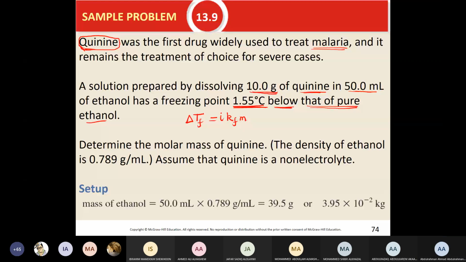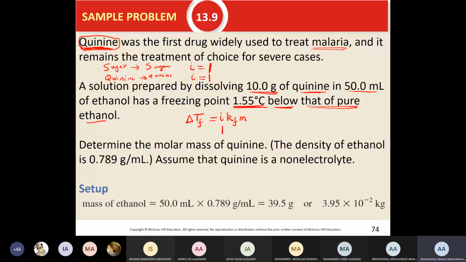If you put sugar in water, is it going to dissociate? It will be sugar, 1 unit, so the i should be 1. And quinine does not dissociate, so quinine will stay as quinine. So what's i? Also 1.